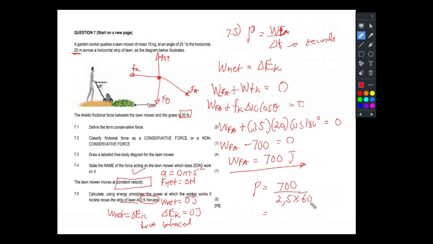So 700 divided by 2.5 multiplied by 60. So when we punch that into our calculator, we get 4.67 watts. And that's basically how we are supposed to calculate that. And just like that, we have the 5 marks in the bag.